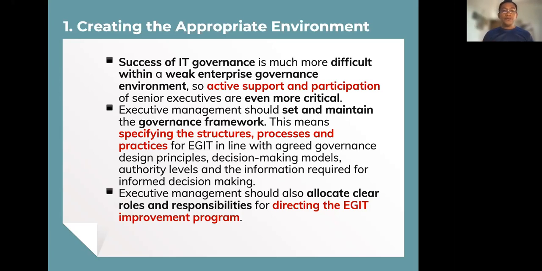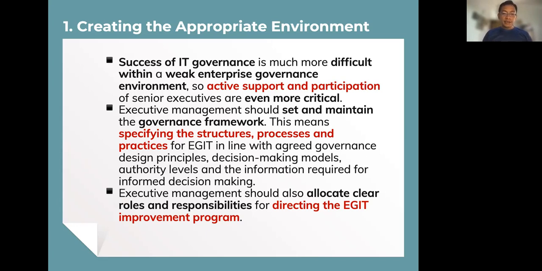Now we go into the first step, how to create the appropriate environment. First of all, the success of IT governance is much more difficult within a weak enterprise governance environment. So the key is active support and participation. The most effective way to implement IT governance and management is through the sponsorship of top level management, because they are the representatives of the organization. They have the power and the influential force that they can distribute into the organization, so it will be better compared to the bottom-up approach.